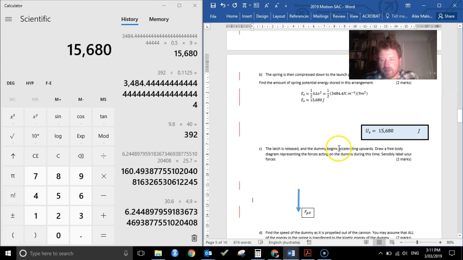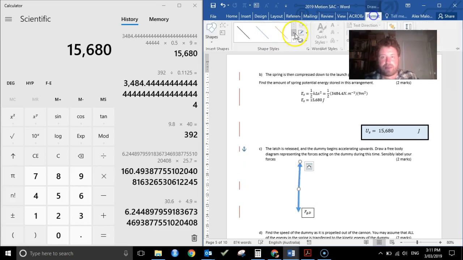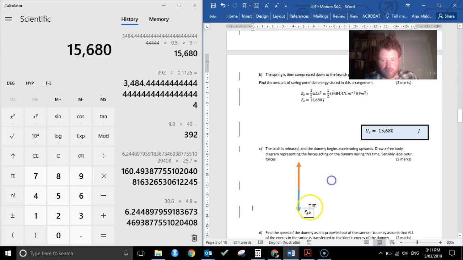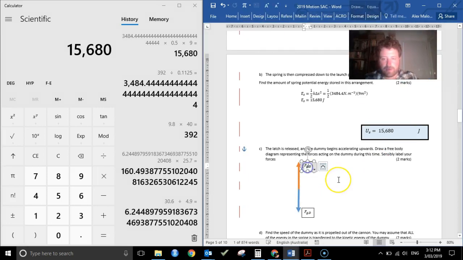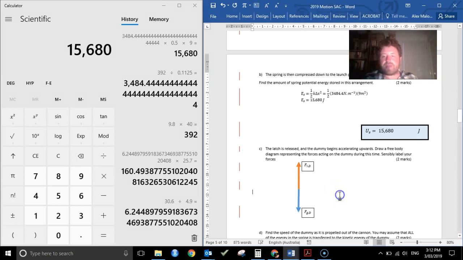Now, it's accelerating upwards, so that means it has an upwards net force on it, which means whatever vectors we draw upwards are going to have to add up to be something bigger than the vectors we draw downwards. Given that there's only one here, that means the force of the spring acting on the dummy is going to have to actually be bigger. Bigger than gravity, sorry, and that's the force of the spring on the dummy.